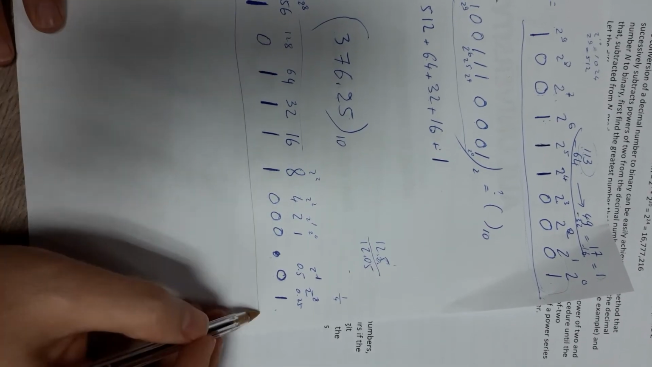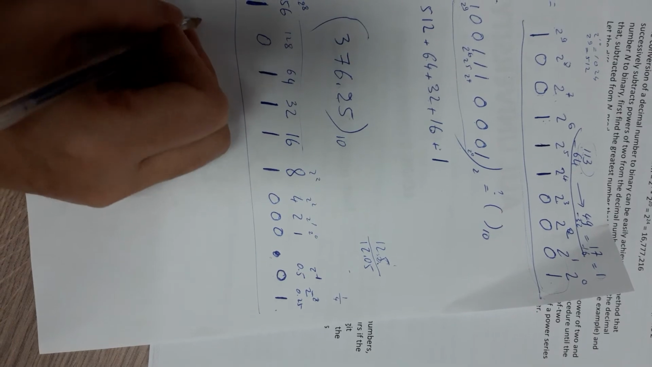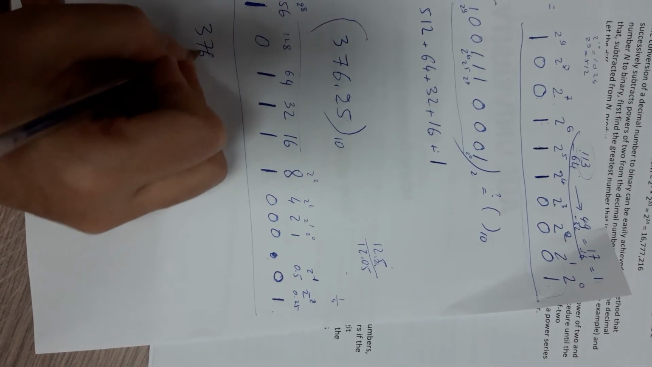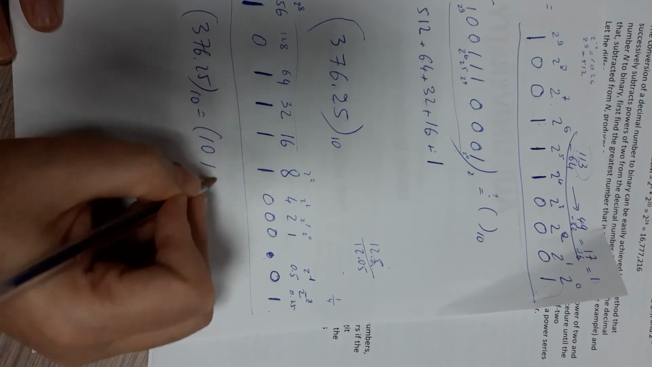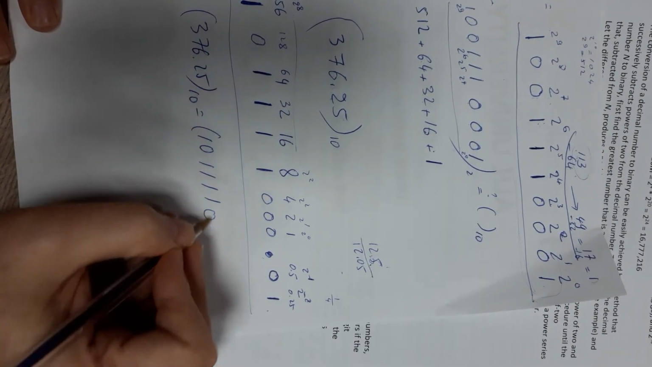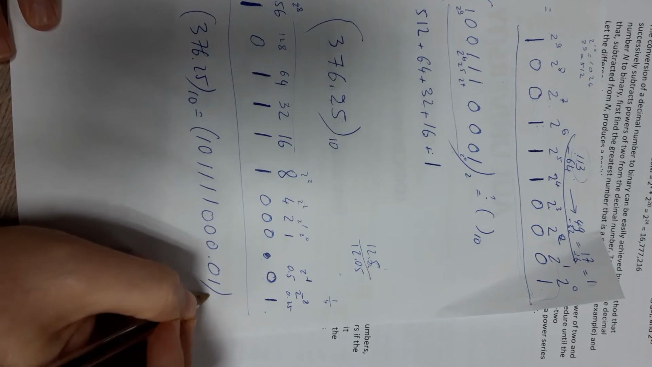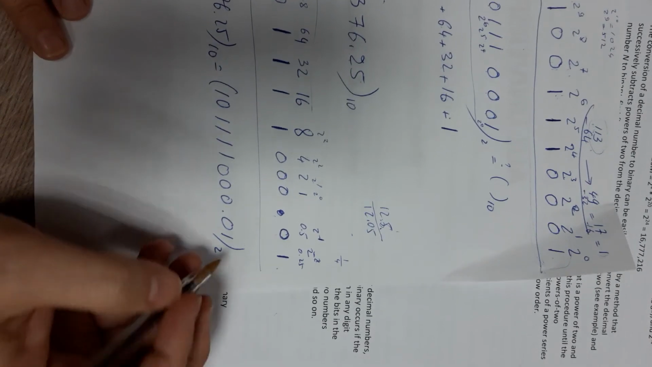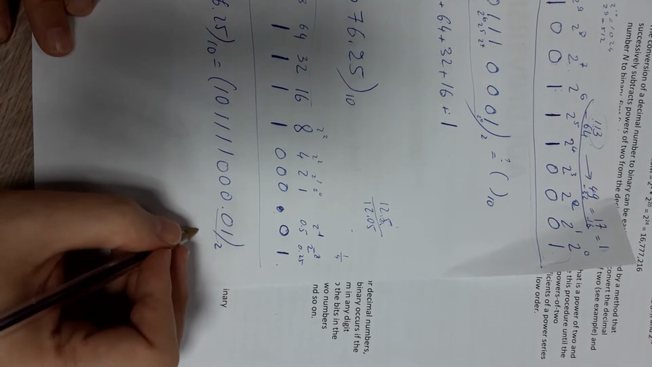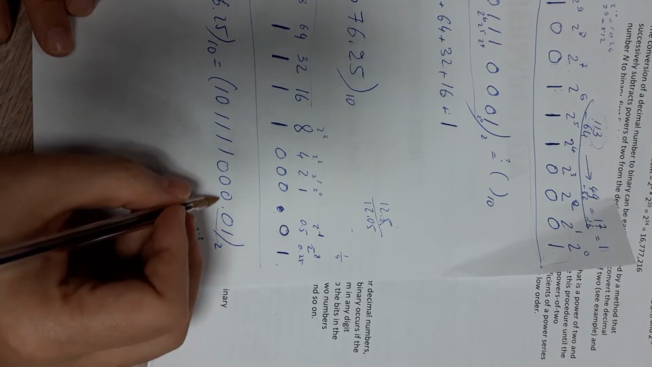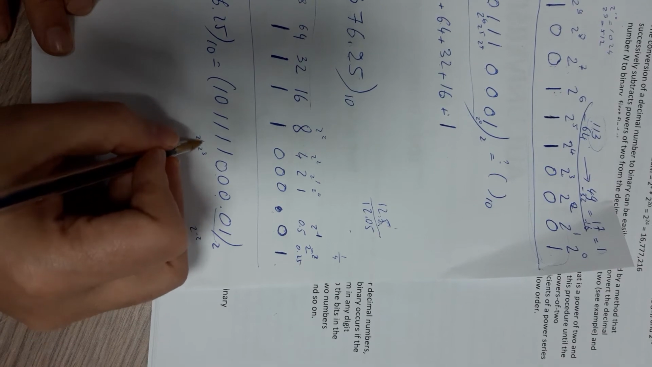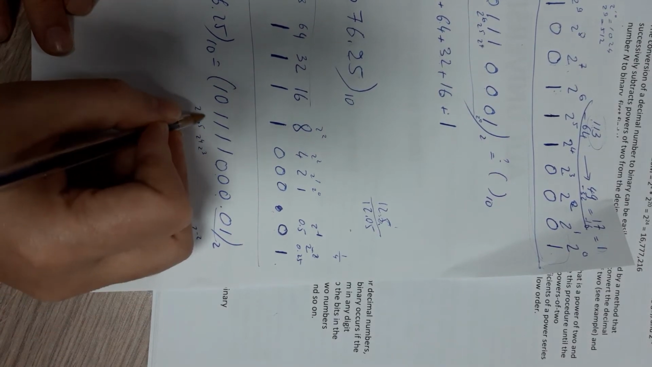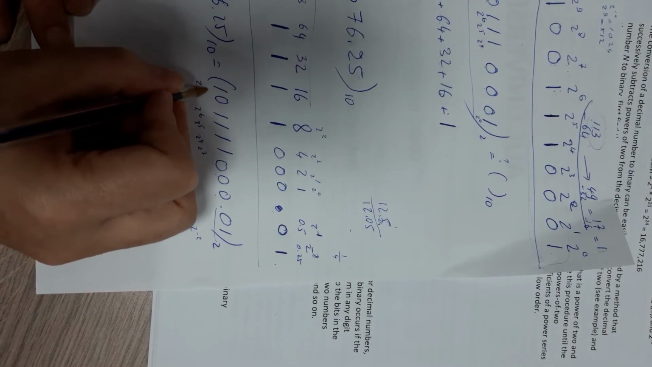So this is your number. You can put here 376.25 base 10 is equal to 101111000.01 base 2. Now I want to make a verification. This is 2 power minus 2, 0, 1, 2. This is 2 power 3, this is 2 power 4, 2 power 5, 2 power 6, 2 power 8. I don't have 2 power 7.